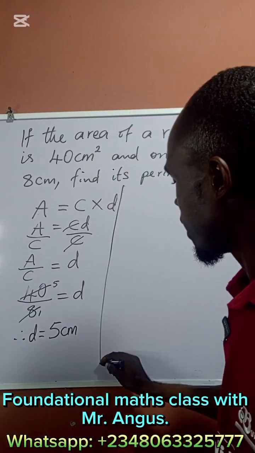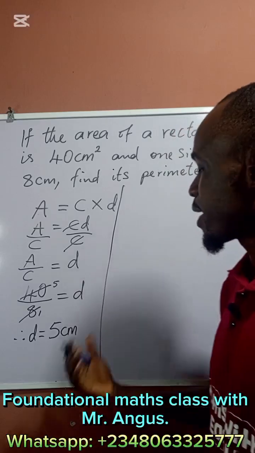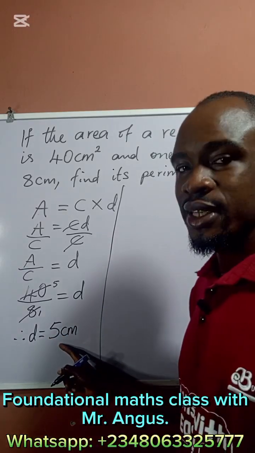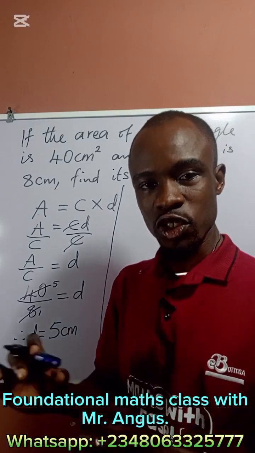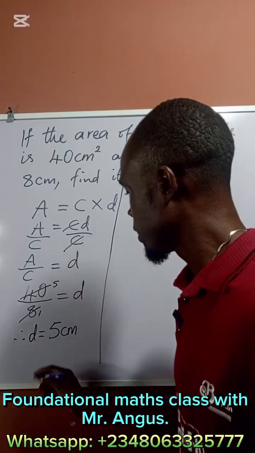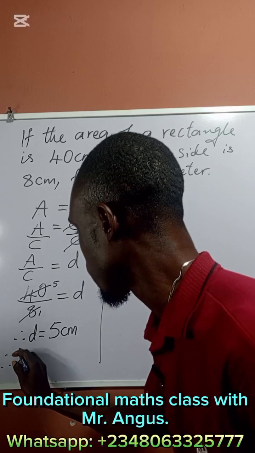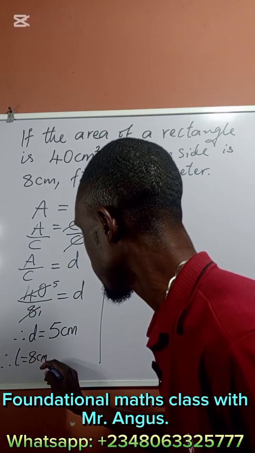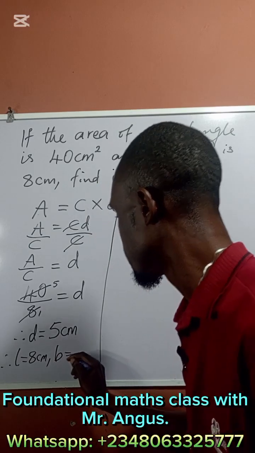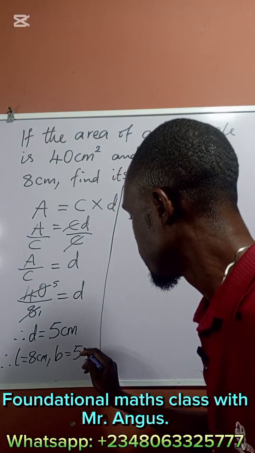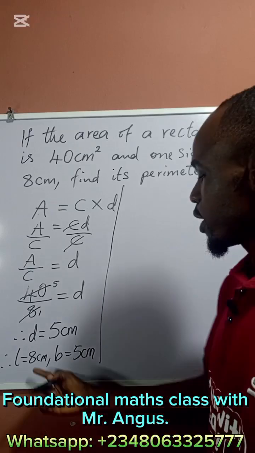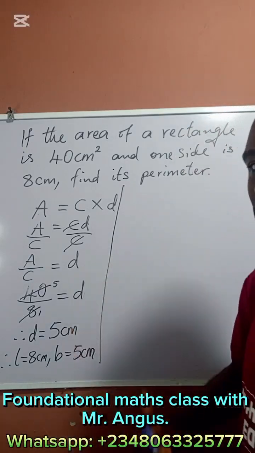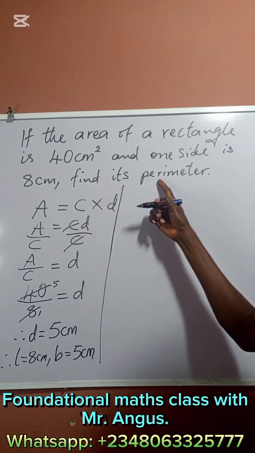All right. Now, having gotten this, we can now see that D is 5 centimeters, which means D is the breadth, because the breadth of a rectangle is always shorter than the length. In other words, we can now call length equal to 8 centimeters and breadth is now equal to what? 5 centimeters. All right, as we have found the two sides of the rectangle, it can now enable us to find its perimeter.